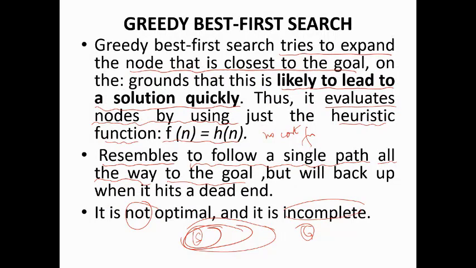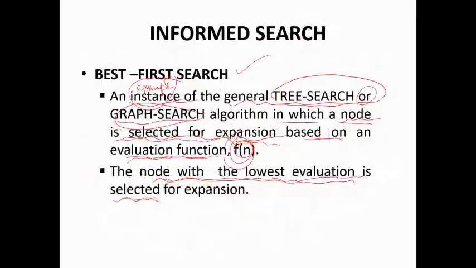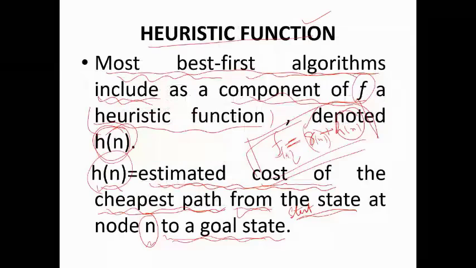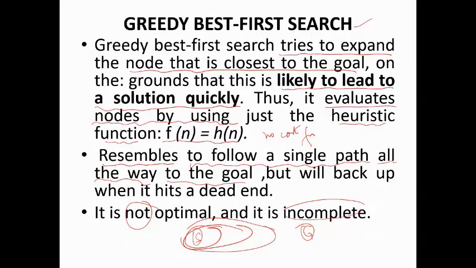So the greedy best first search is another one. We finished best first search and now we are in the greedy best first search, another algorithm. This search tries to expand the node that is closest to the goal.